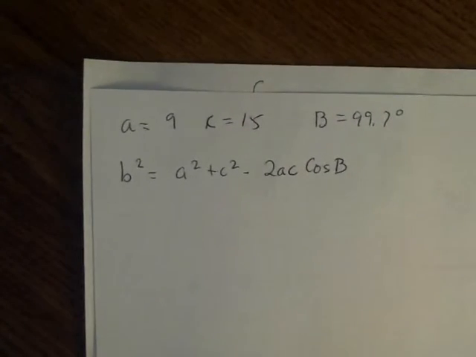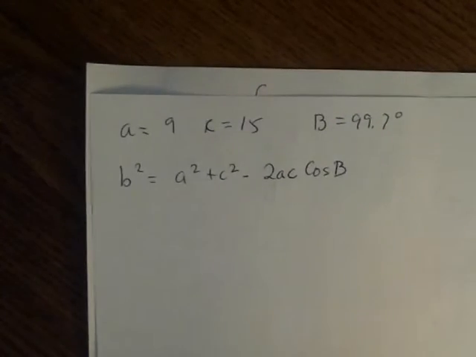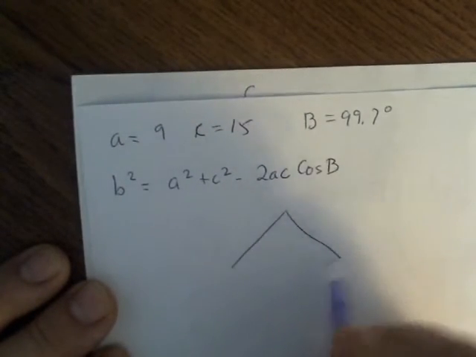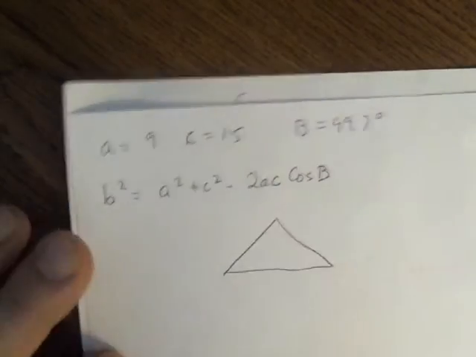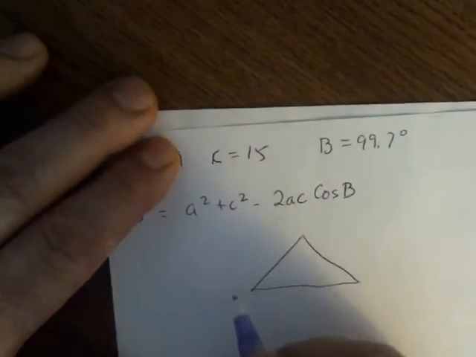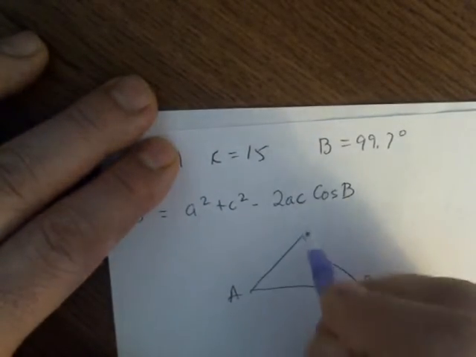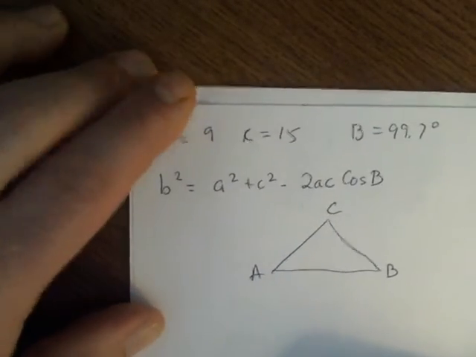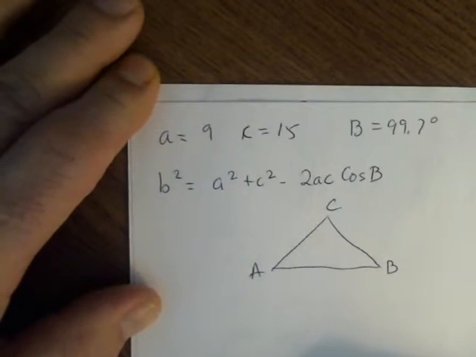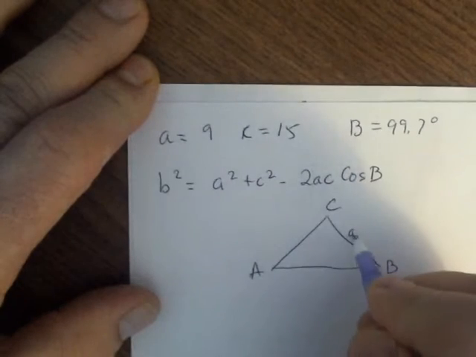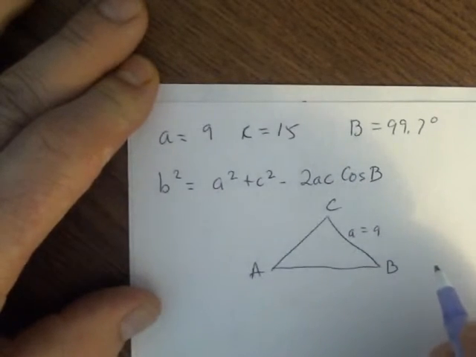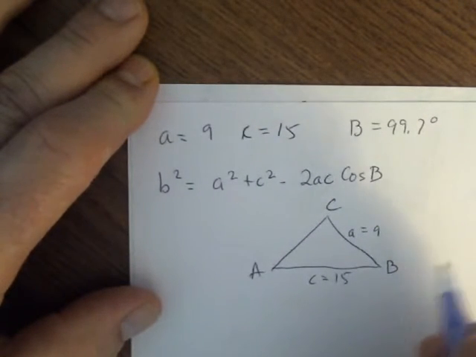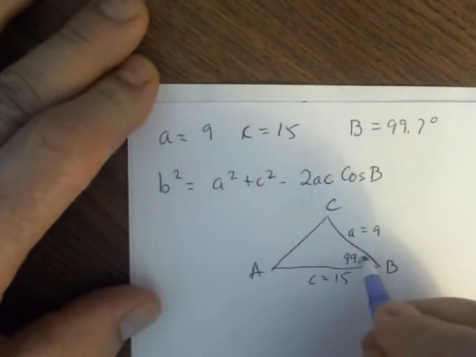And, if we look at the law of cosines, you have to know when you can use each one. So if I just draw a random triangle, like we've been drawing, I'm going to draw it the same way. A, B, C. They may not always look right, but in math, you never go by what the figure looks like. You go by the measurements. So side A is 9. Side C is 15, and angle B is 99.7.